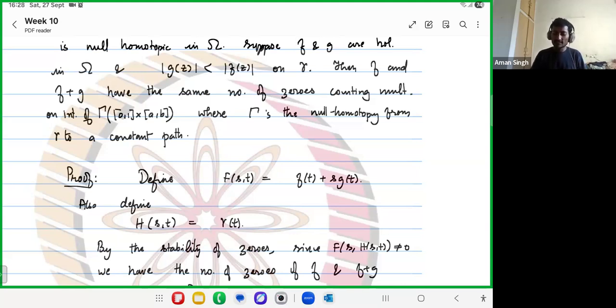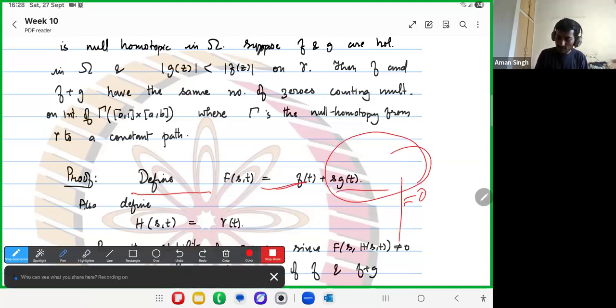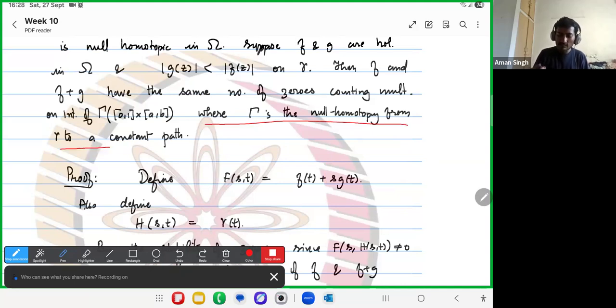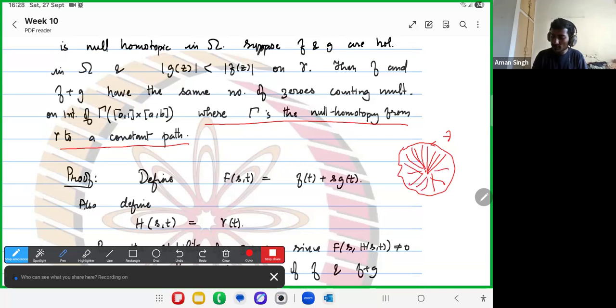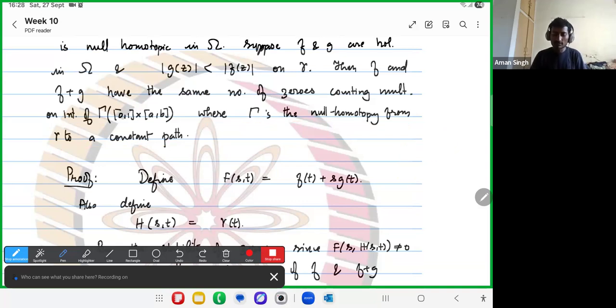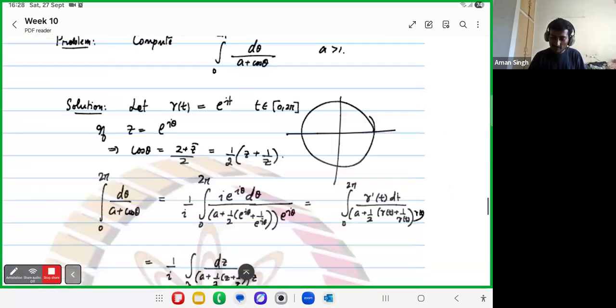This term is technical, where gamma is null homotopic. If you have this curve gamma somewhere, they're talking about null homotopy from gamma to a constant path, which means they're talking about the region where this homotopy happens. It means the curve is contracted to a given point. This homotopy region means the inside part. So that is what they mean here, and I think that's the end.